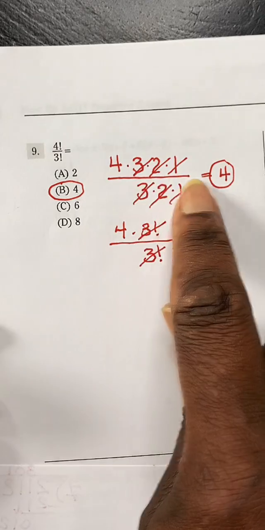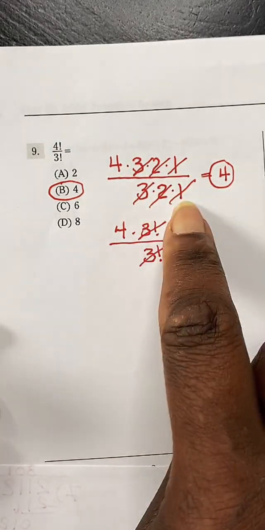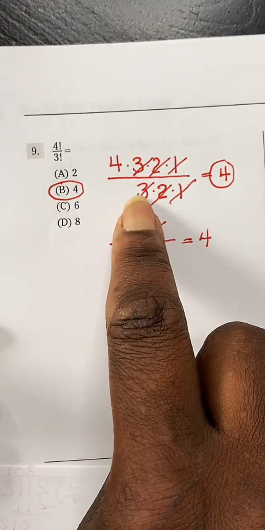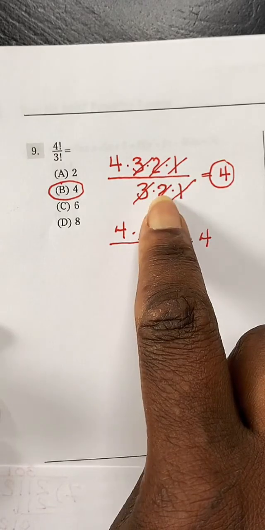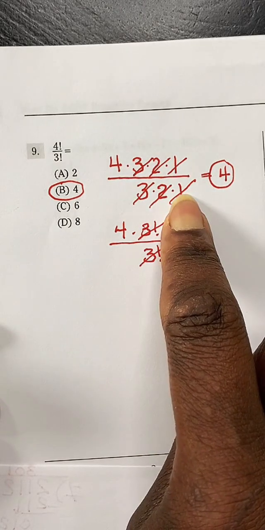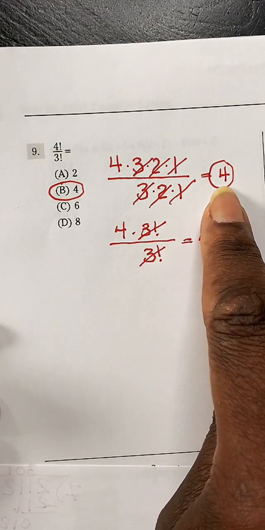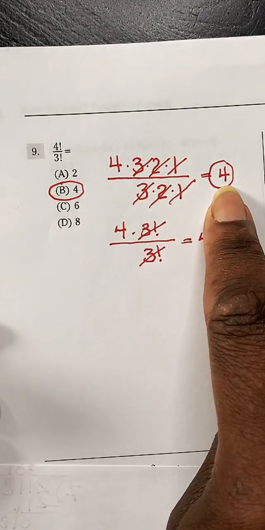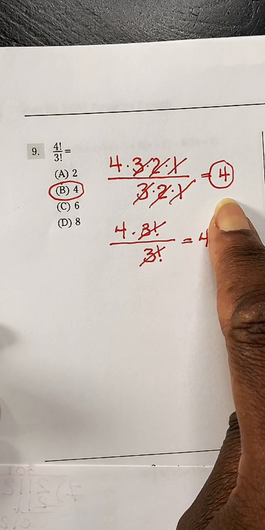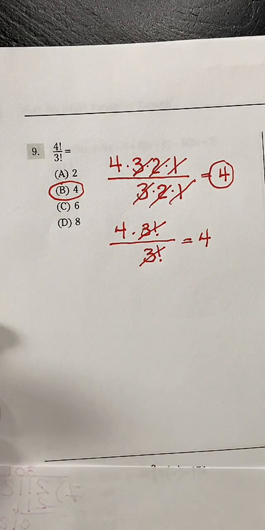Since we're dividing, remember, if the numbers are the same, they give you ones. 3 divided by 3 gives you a 1. 2 divided by 2 gives you a 1. 1 divided by 1 gives you a 1. And anything multiplied by 1 is itself. So the only thing left was that 4. You could say 4 over 1, but 4 over 1 is just 4. Much easier.